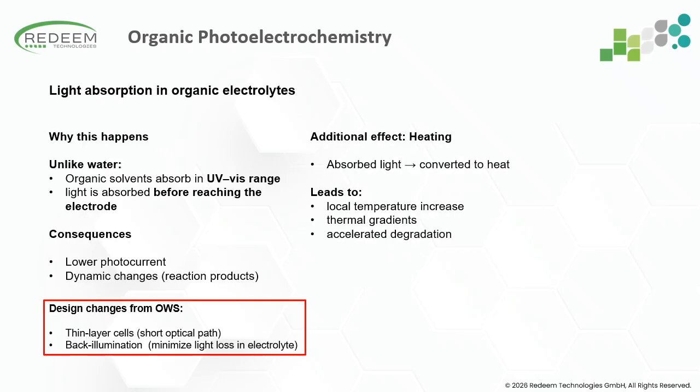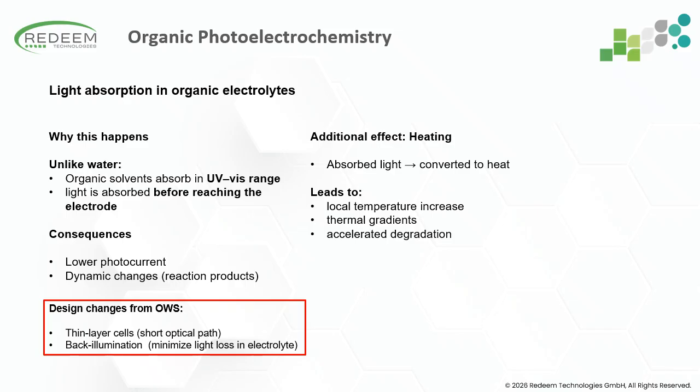So the consequence of these solvent mixtures also being absorbent can be lower photocurrent, of course. Another problem is that the electrolyte composition changes during the reaction, and this light attenuation is dynamic. In addition, the absorbed light can be converted into heat, which can lead to local temperature increases and thermal gradients, and therefore potentially faster degradation of both the electrode and the reaction mixture. And this directly affects our reactor design.